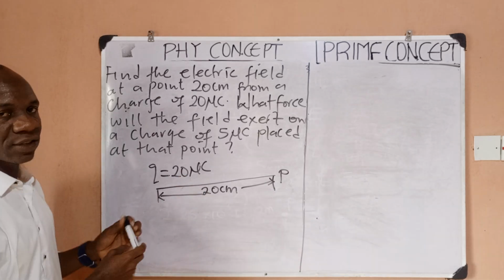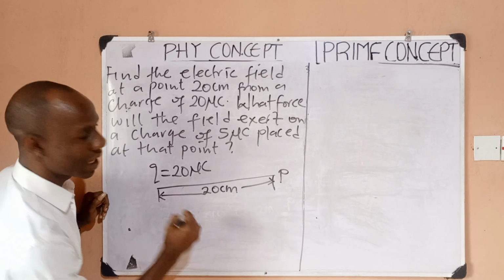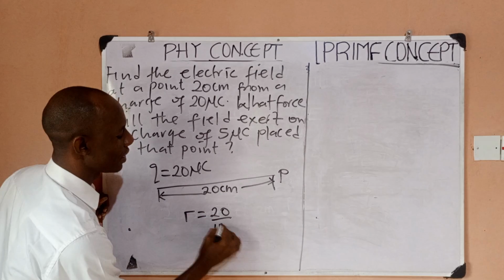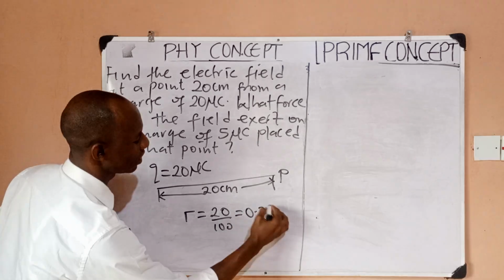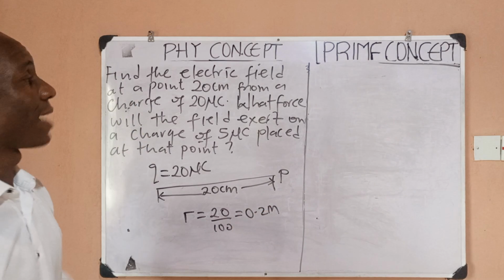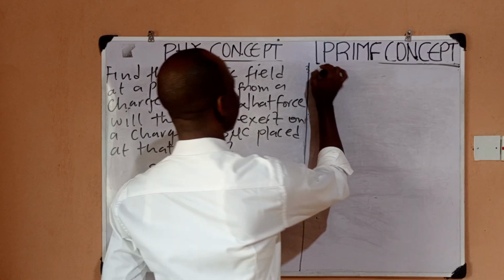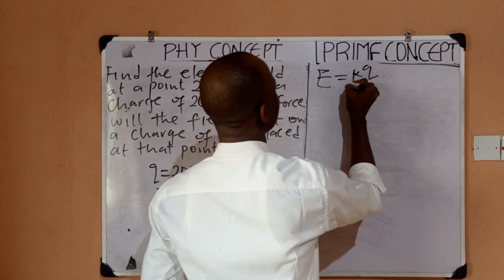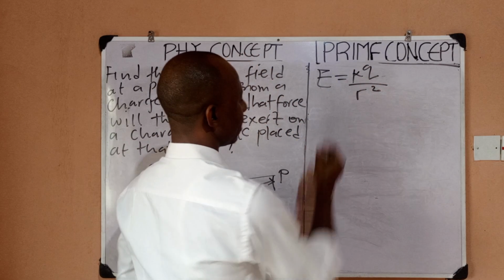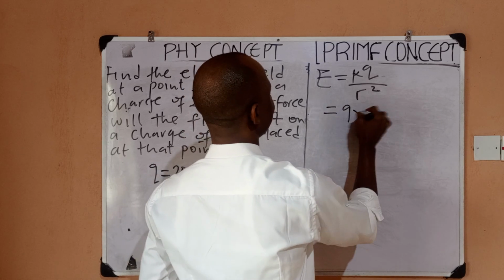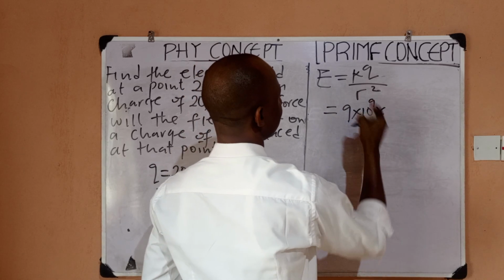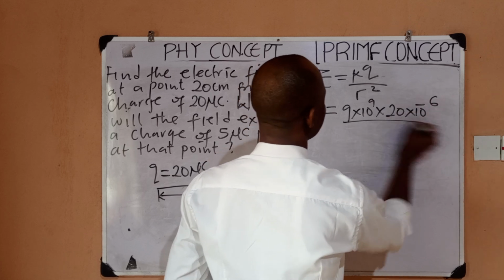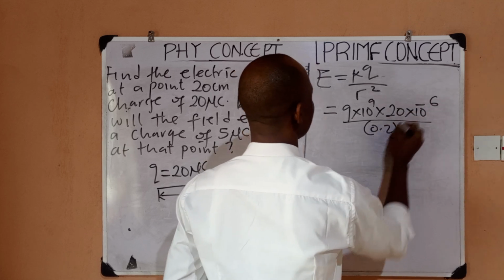Now, this is centimeters, so we have to convert to meters by dividing by 100. So R is going to be 20 divided by 100, which will give us 0.2 meters. So with this, I can find E. E is given as, for source charge, E equals KQ divided by R squared. And I have that K is 9 times 10 to the power 9. Then Q is 20 times 10 to the power minus 6, divided by 0.2 squared.